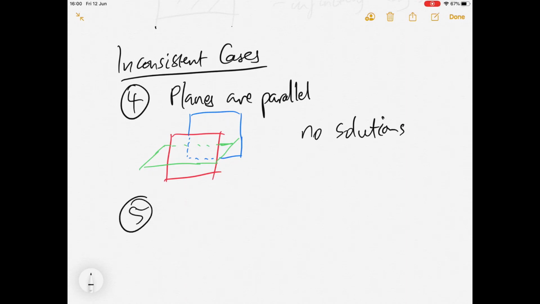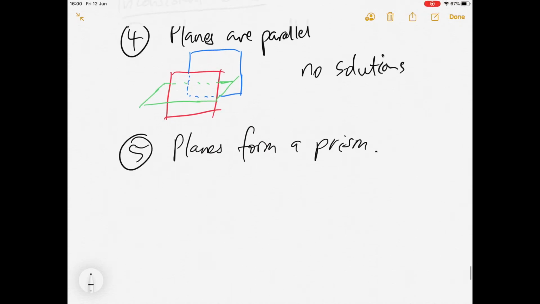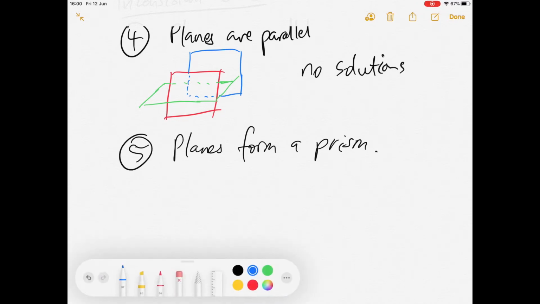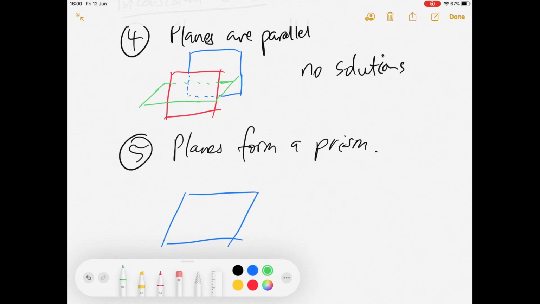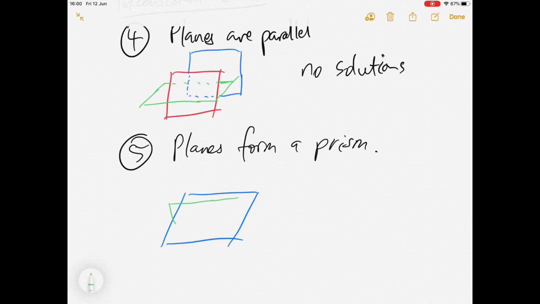Number 5, the last case: the planes form a prism. So in this case, we might have a blue plane like this, and then a green plane that is something like this.